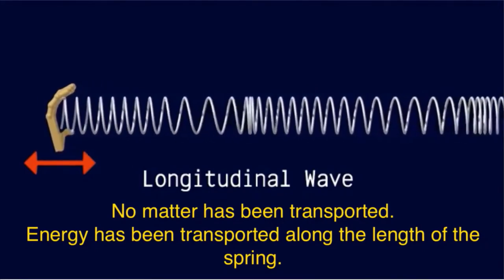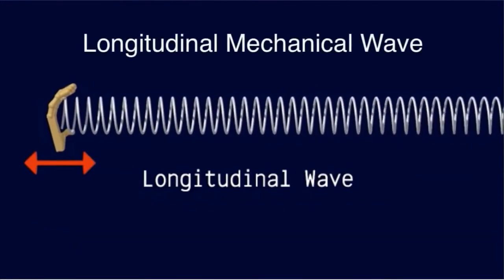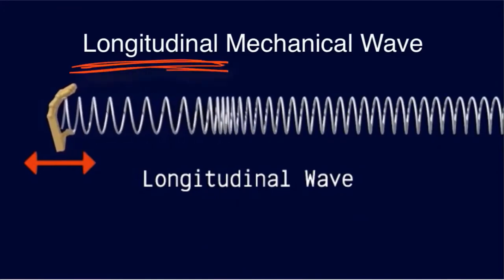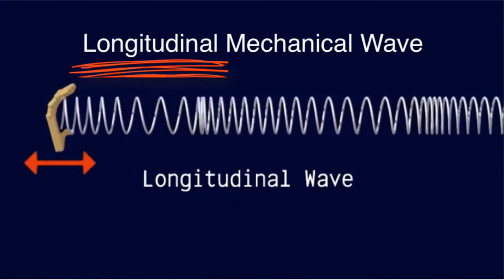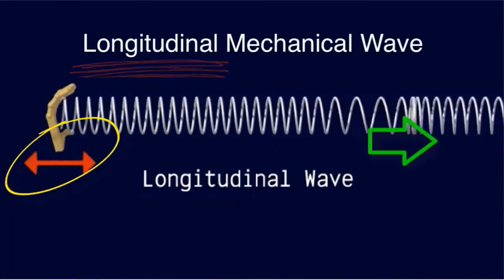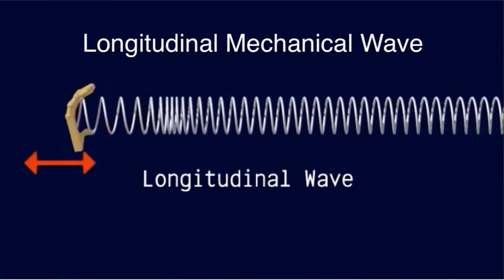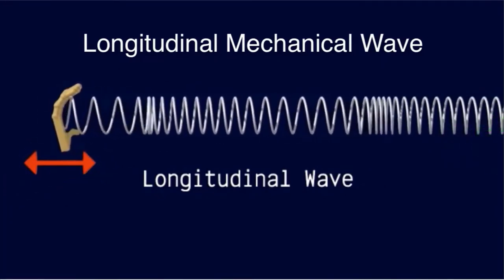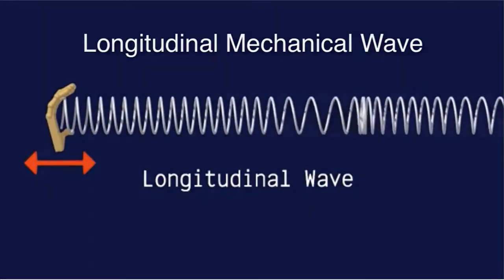The compressive waves of a slinky spring are longitudinal mechanical waves. Longitudinal because parts of the spring are displaced parallel, or longitudinal, to the direction of the waves, and mechanical because the wave is a mechanical disturbance of the spring.